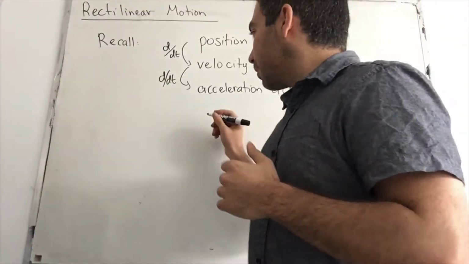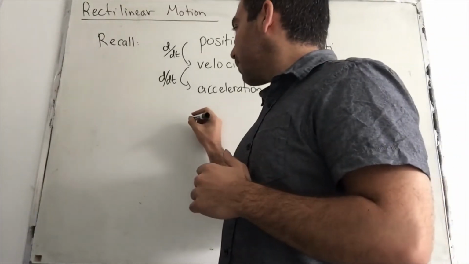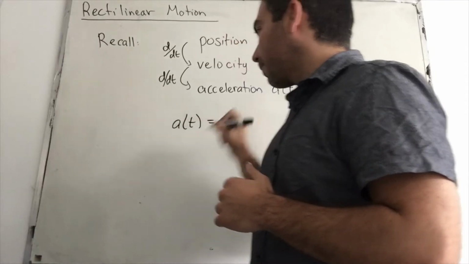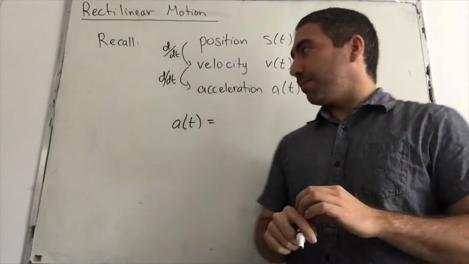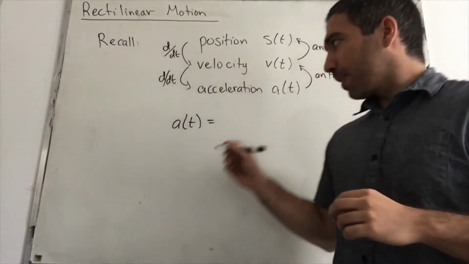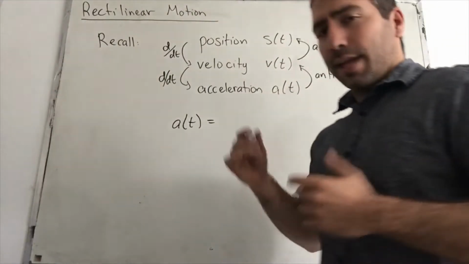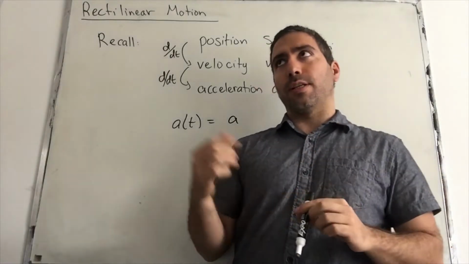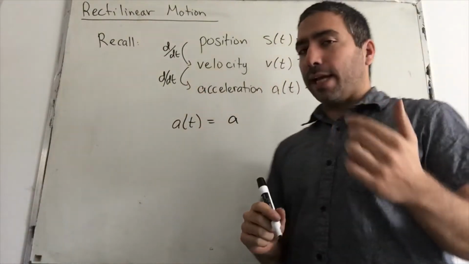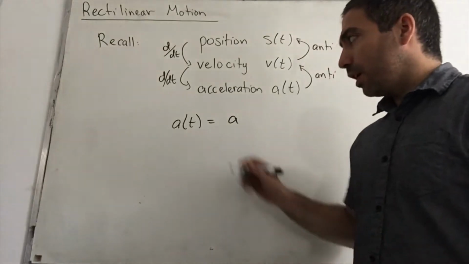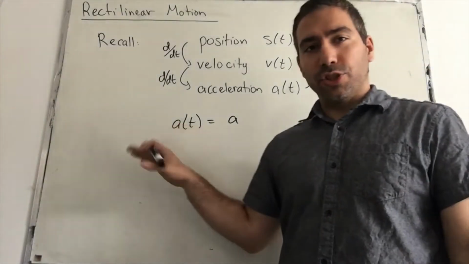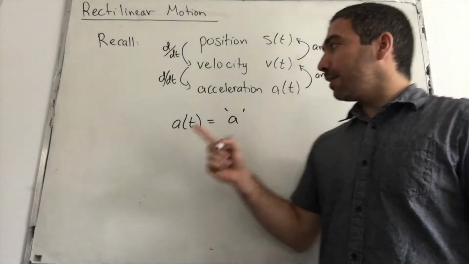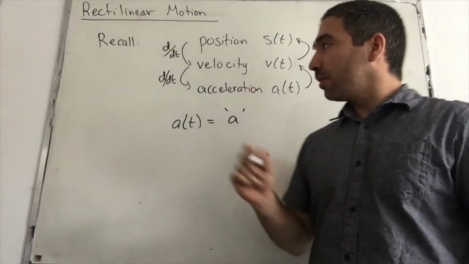Let's consider an example. So if we have the acceleration on Earth, it's 9.8 meters per second squared. Since acceleration is downwards, it would be negative 9.8 meters per second squared. But let's call the acceleration a of t just the number a, some value a. Okay. And let's antiderive to get the velocity function.